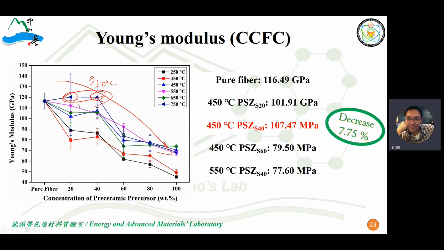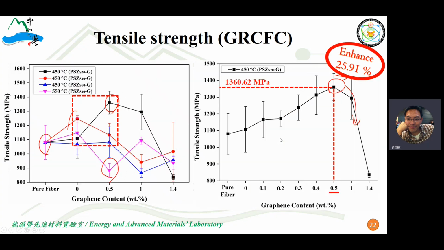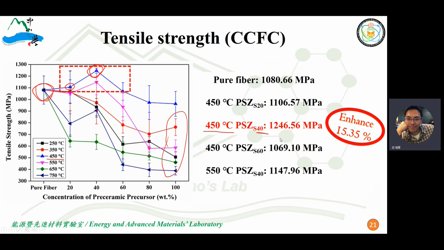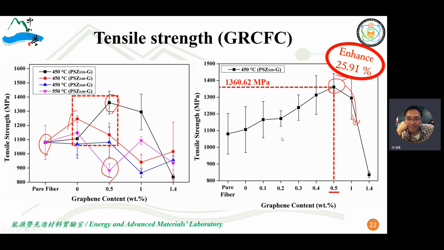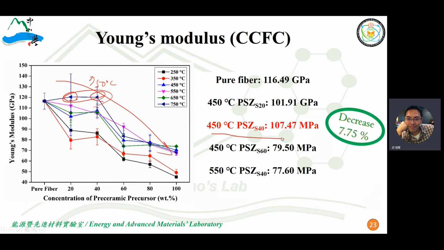So therefore it's interesting that the Young's modulus decreased about 7.8% at the pyrolysis temperature 450. So controversial. I mean, previously we were discussing the tensile stress enhancement, the highest tensile stress enhancements are at 450 Celsius, right? And the highest decrease of the Young's modulus is also at 450 Celsius.